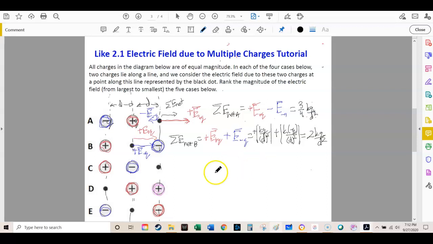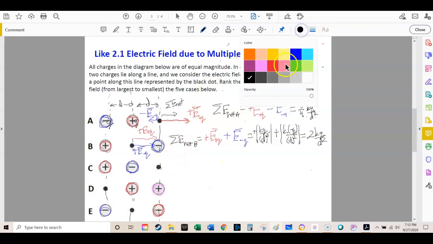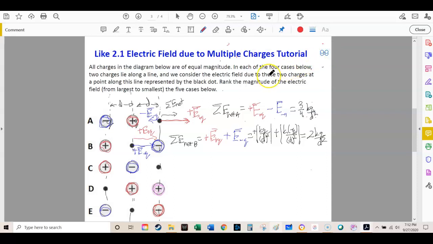Let's see you do C. So why don't you try doing C, and you do it the steps that we did it. You draw the electric field vectors first, and then go ahead and start creating your equations from the electric field vectors. Okay? Pause the video now. And we're back.